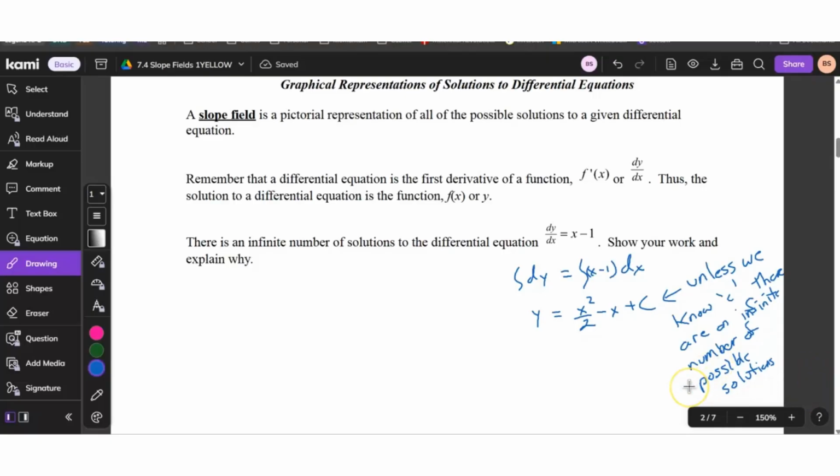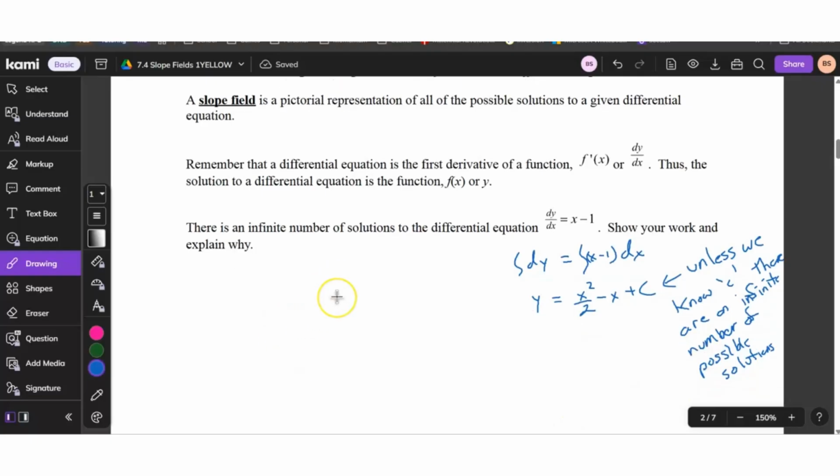So we're going to try and capture that idea of multiple solutions. Just to mess with you. No, not actually. We are going to do it, but not to mess with you.